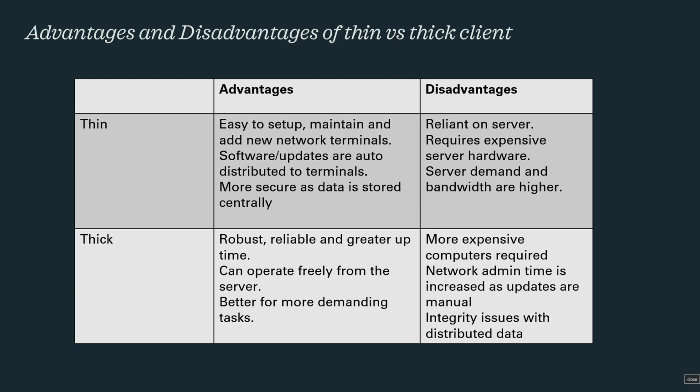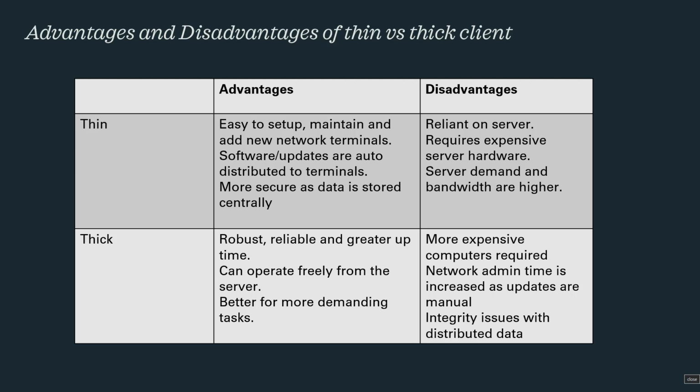Now, for thick client disadvantages, for one, a thick client computer is more expensive. Obviously, you're going to be spending a lot more money on a GTX 3090 than if you were to just buy a £200 Chromebook. Network admin time is increased because you would then manually have to install all the updates, etc. on your own computer. However, of course, there are ways of getting around that. But again, this is A-level computer science. We need to look at it in a very black and white fashion.